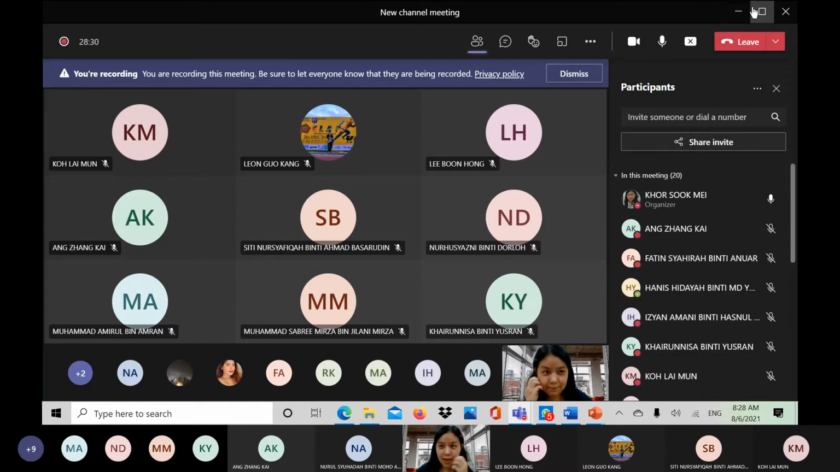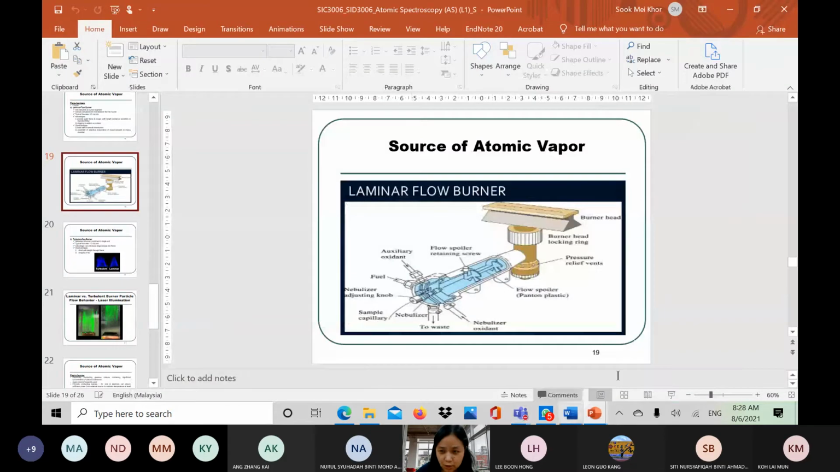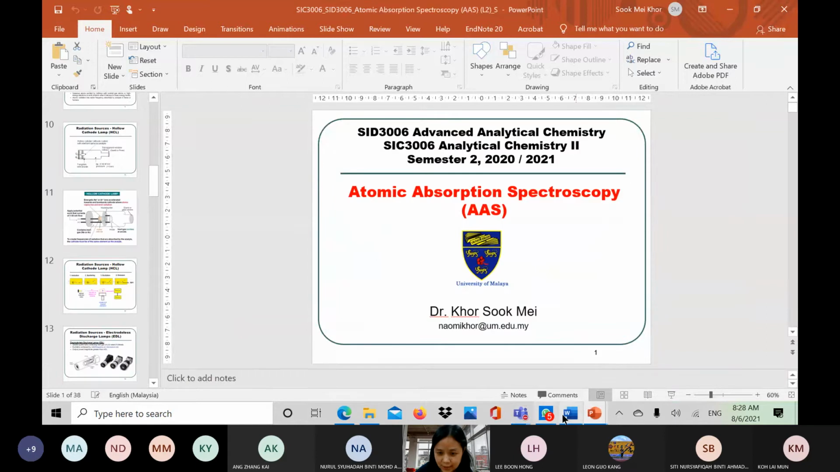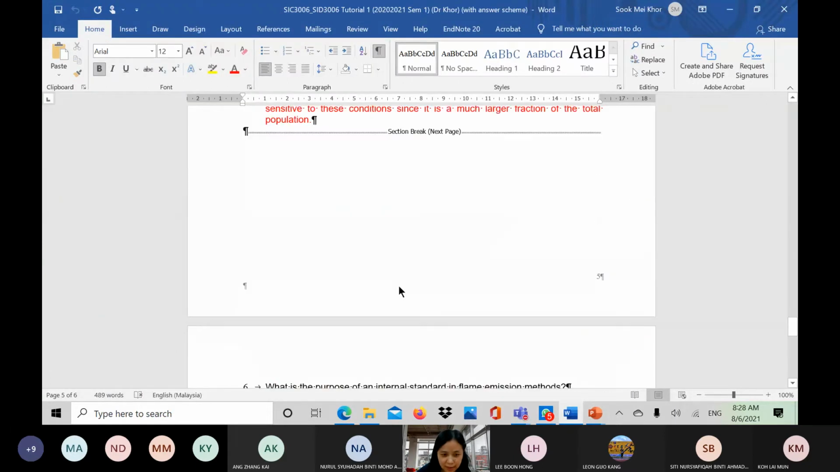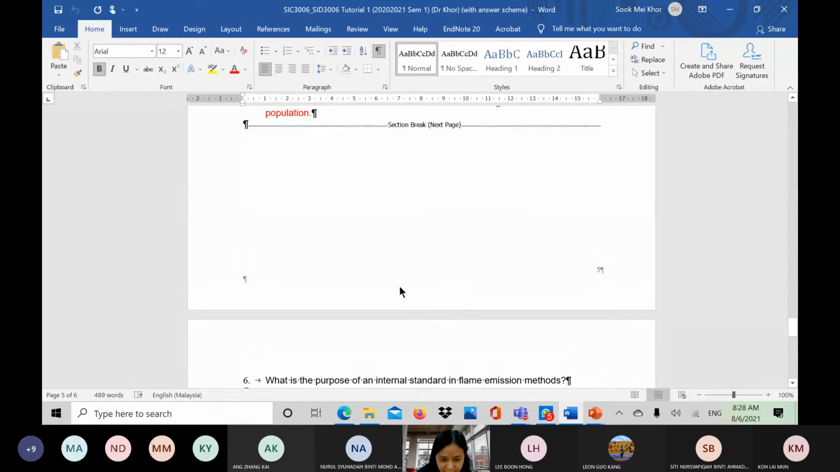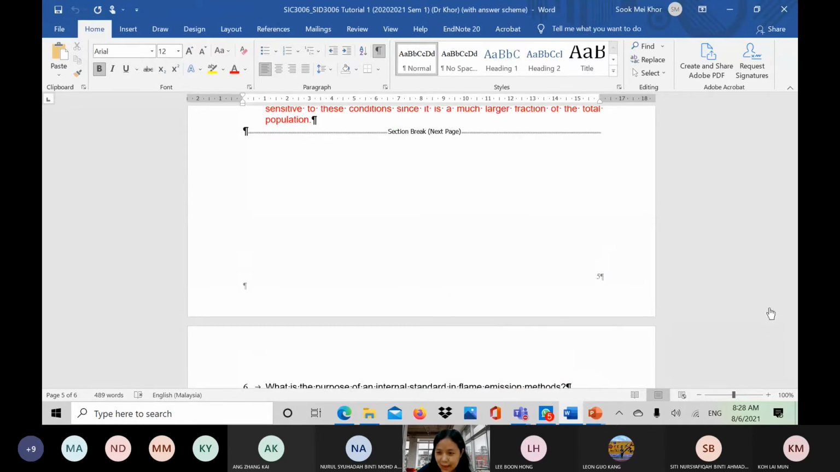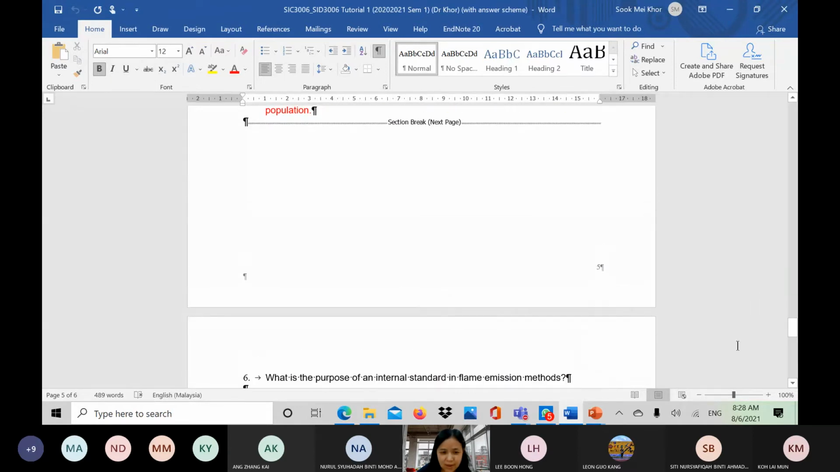understand more about the concept. So now we move on to question number 6, the final question. Cannot show you the answer first. Okay, so now, what is the purpose of an internal standard in flame emission methods?